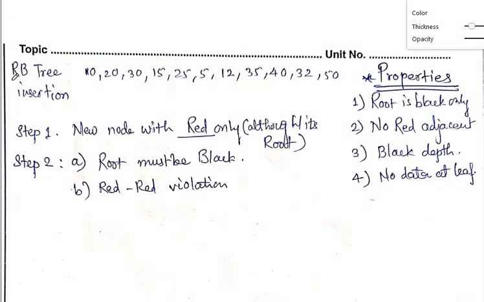Now let's look at the red black tree, in short also called the RB tree. We will go for the operation, that is insertion. Let's check these are the elements I want to insert for the formation of the red black tree.